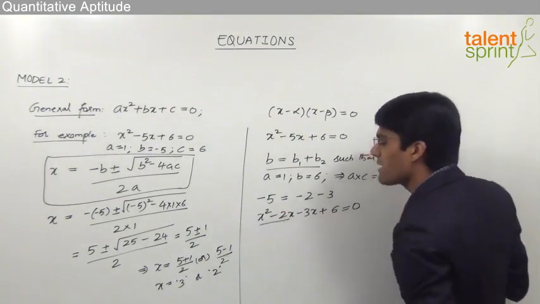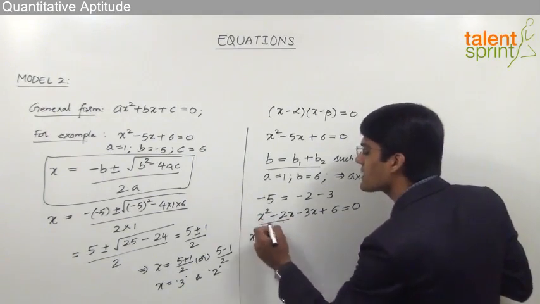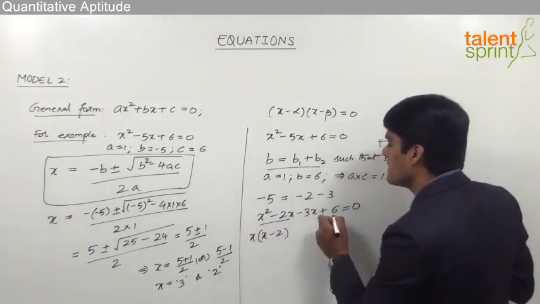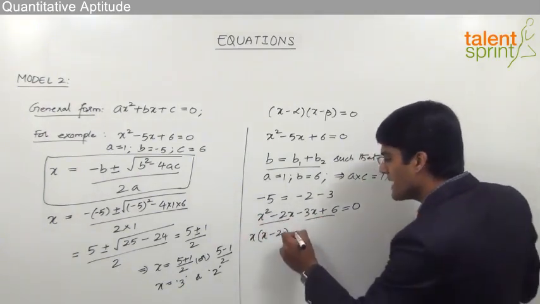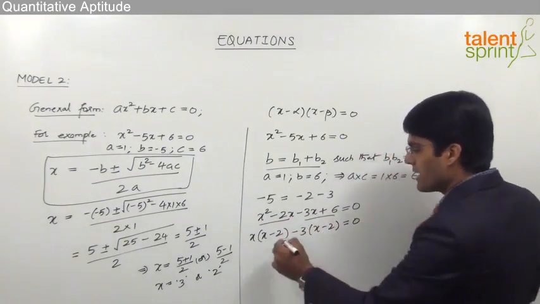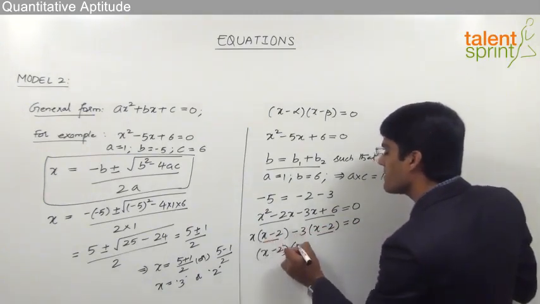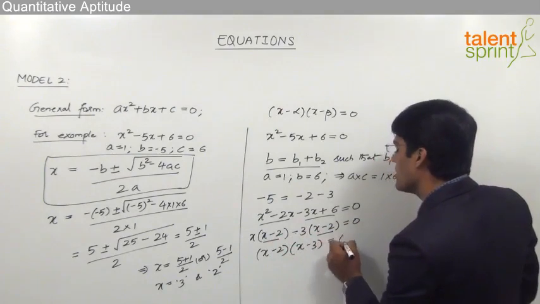Now we can take common part out of the first two terms. The common part here is x. So if we take x common, we get x minus 2. Similarly, from the third and the fourth term, if we take minus 3 common, we get x minus 2 equals to 0. Now again, by taking this term x minus 2 common, we have x minus 3. This should be equal to 0.